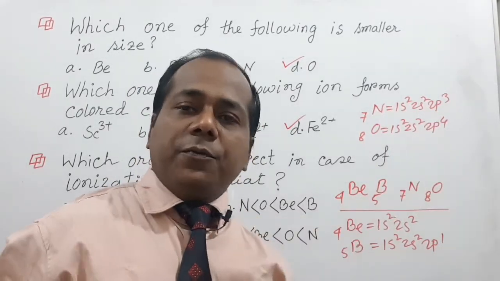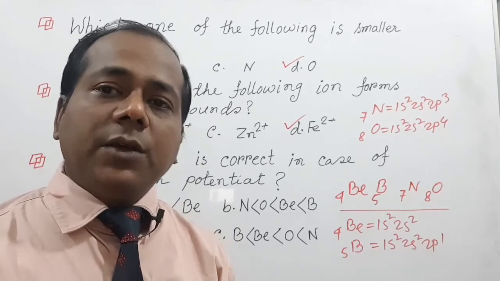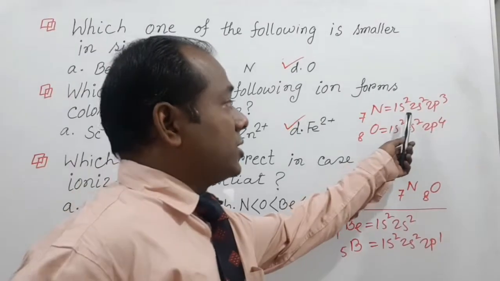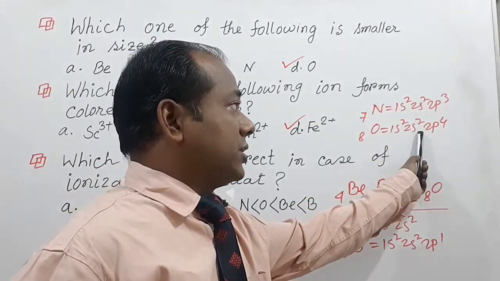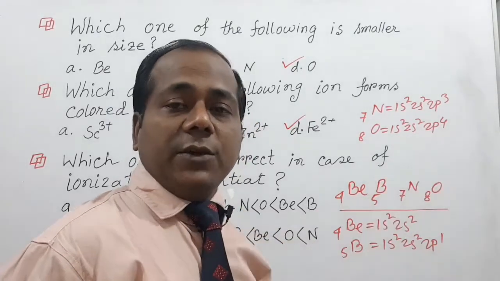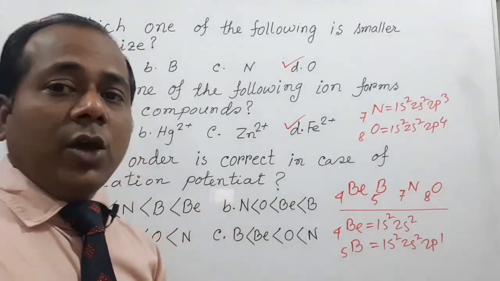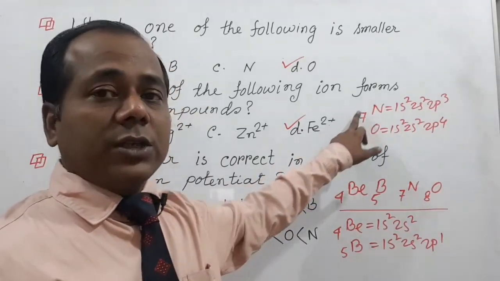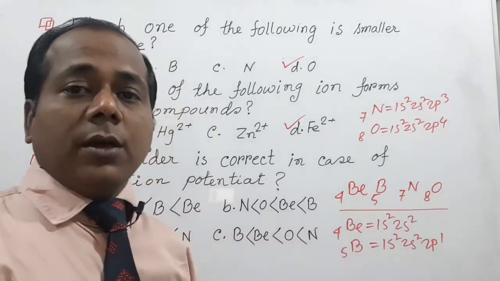We know that half-filled and fully filled orbitals are more stable than partially filled orbitals, and for that reason the ionization potential of nitrogen is more than the ionization potential of oxygen, because the p orbital of oxygen is partially filled. According to our discussion, we can say that the ionization potential of nitrogen is more than oxygen, and the ionization potential of beryllium is more than boron.